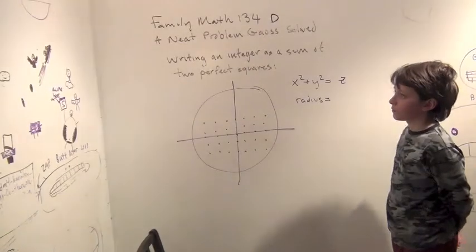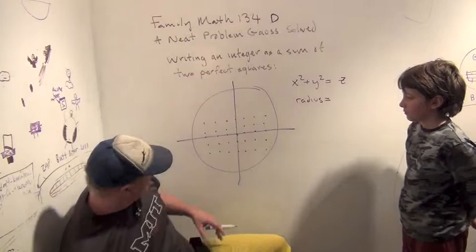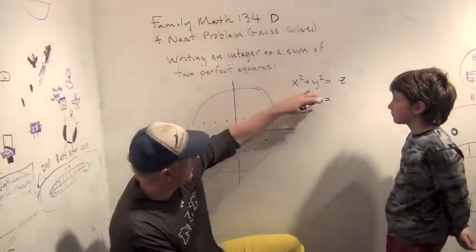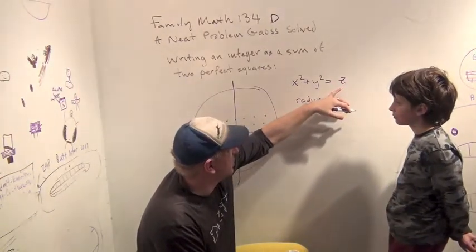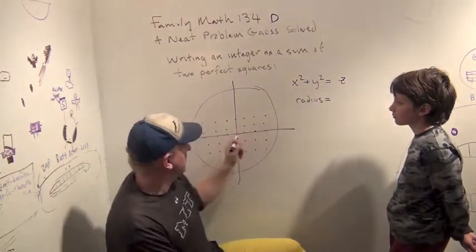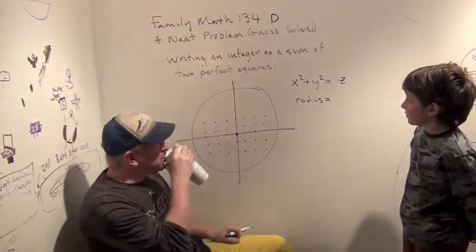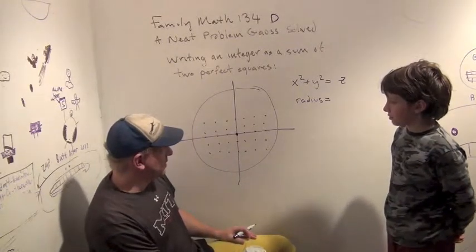Okay, so here's how Gauss looked at the problem. So first, he drew a circle in the plane. x squared plus y squared equals z. Now, what's the normal equation you're used to for a circle with a center at 0, 0? Well, x squared plus y squared is the radius.